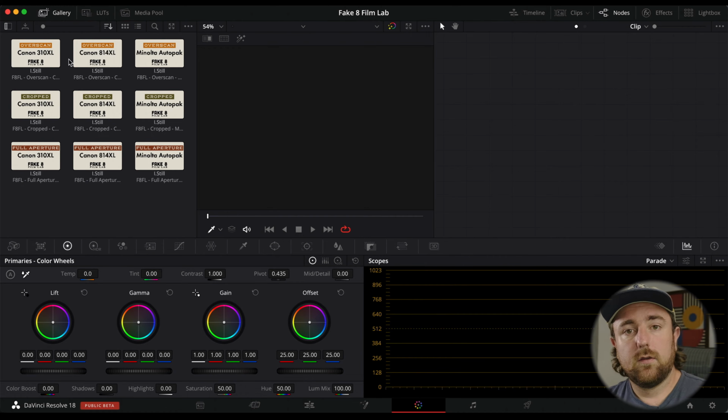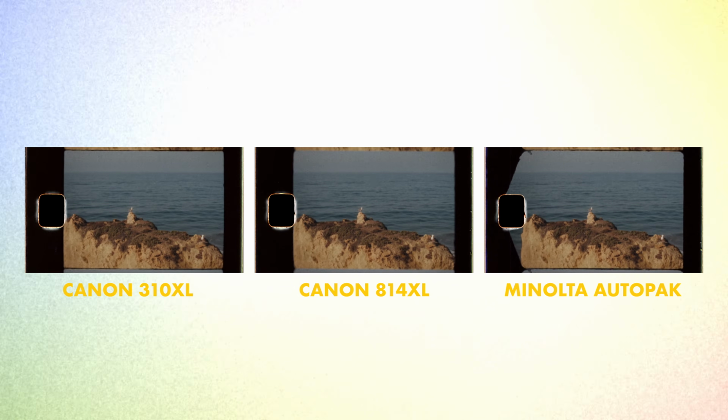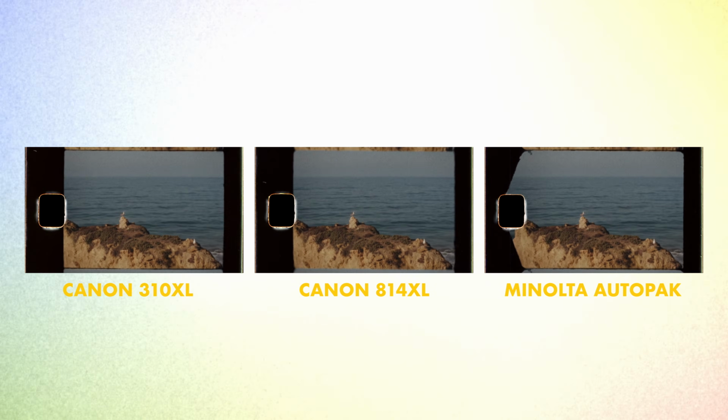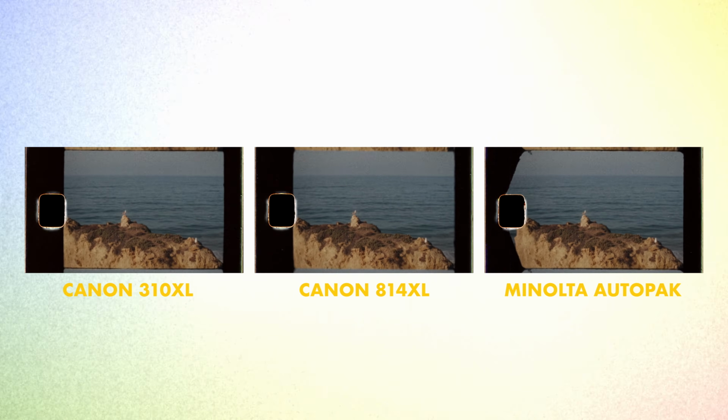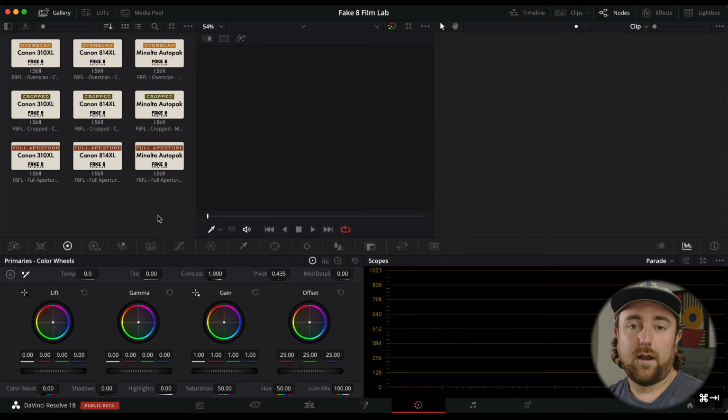Then within those, we used 3 cameras to capture different mats. And so they're organized by Canon 310 XL, Canon 814 XL, and Minolta AutoPack. And so basically there's 3 versions of each camera that you can use, and I'll show you how they differ from each other. All right, so now that we have the Fake 8 Film Lab power grades and assets properly imported into our project that is set up perfectly, we can finally get to putting together a timeline to apply the Fake 8 Film Lab to our footage.